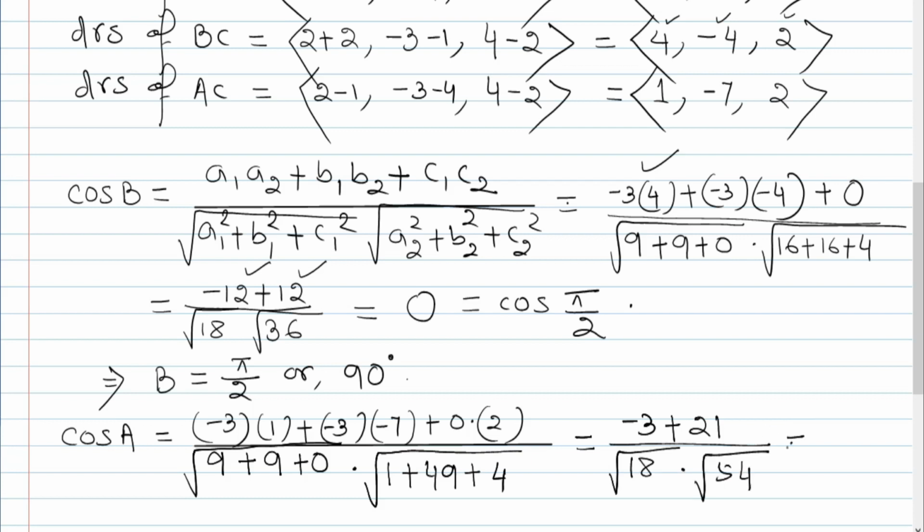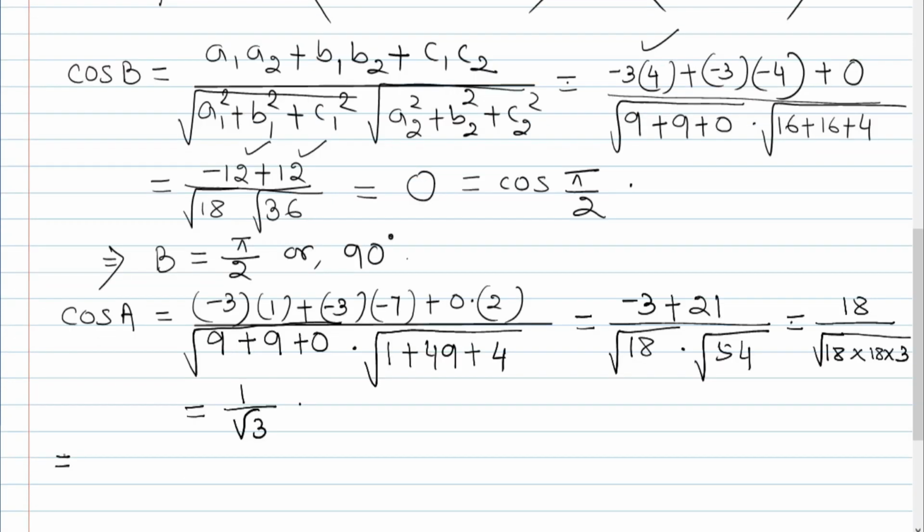So that is nothing but 18 by root over 18 into 54. 54 is again 18 into 3, isn't it? So root 18 into 18 by 18, so 18 cancels. So we are left with 1 by root 3. That implies angle A is equal to cos inverse 1 by root 3.